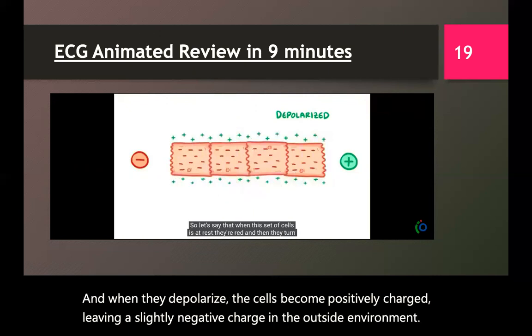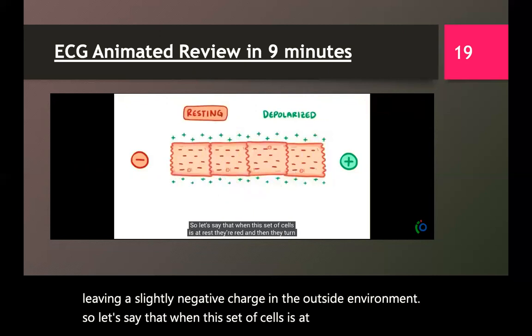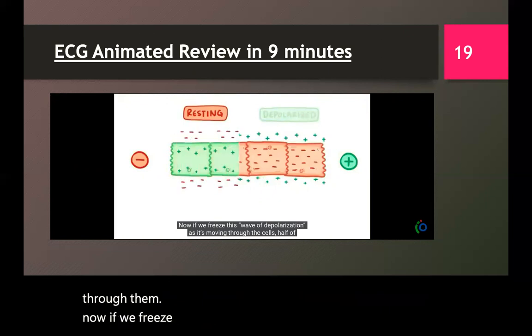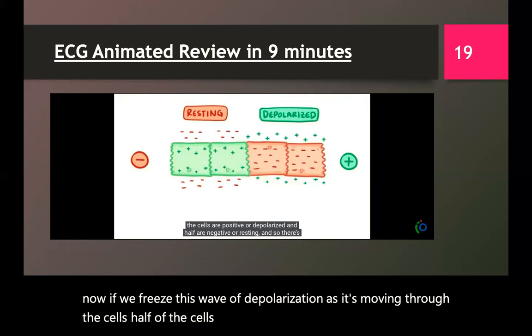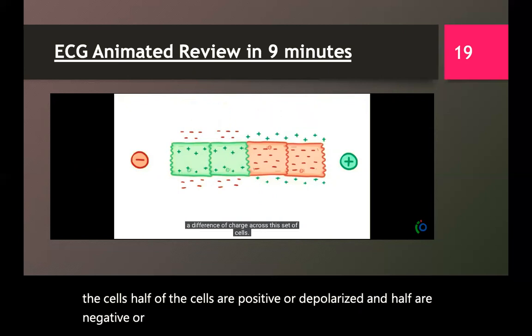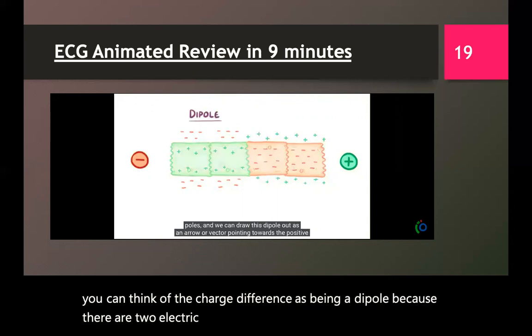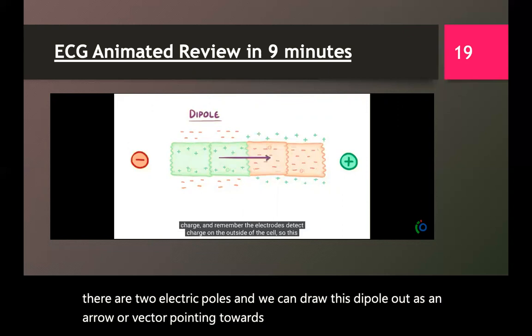So let's say that when this set of cells is at rest, they're red. And then they turn green as the wave of depolarization moves through them. Now, if we freeze this wave of depolarization as it's moving through the cells, half of the cells are positive or depolarized, and half are negative or resting. And so there's a difference of charge across this set of cells. You can think of the charge difference as being a dipole, because there are two electric poles. We can draw this dipole out as an arrow or vector pointing towards the positive charge.